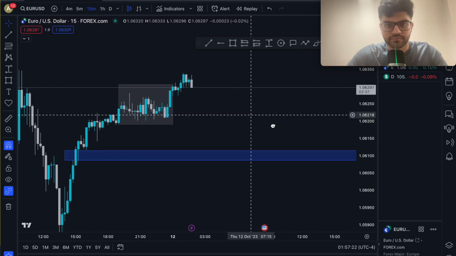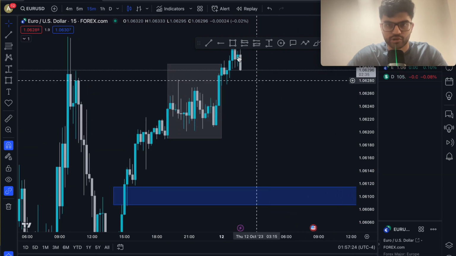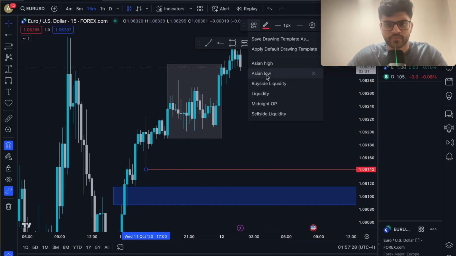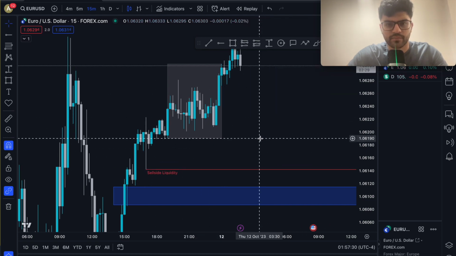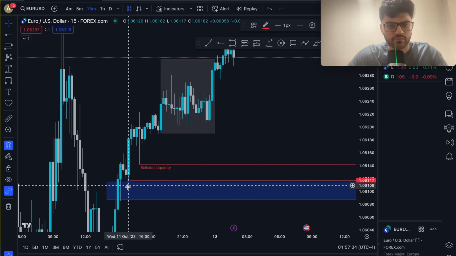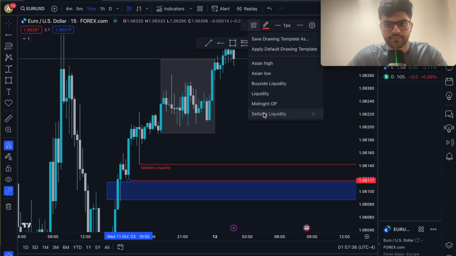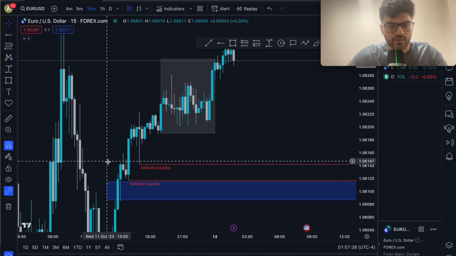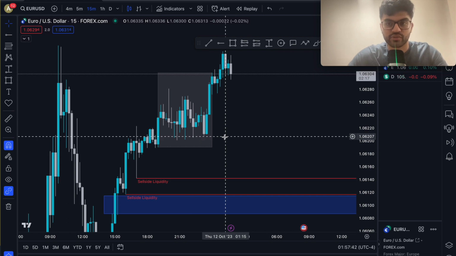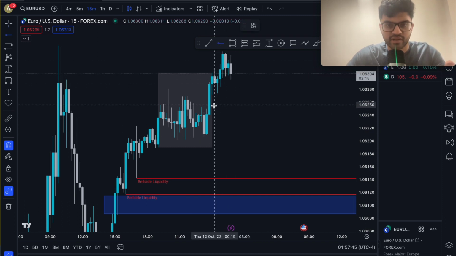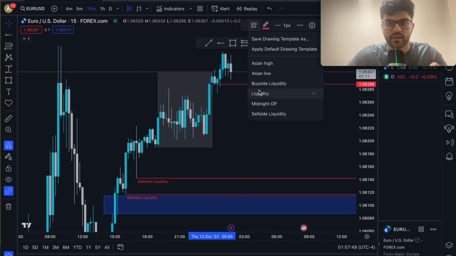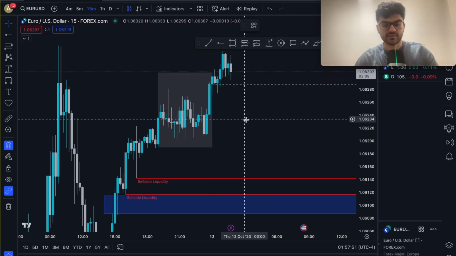On the 15, much more areas of interest, liquidity right there, sell side liquidity, then more sell side liquidity right there. And fair value gaps being filled, but all of these areas are very, very good points of interest. And obviously, Asian high, Asian low, and midnight opening price right there. So that's what it is.